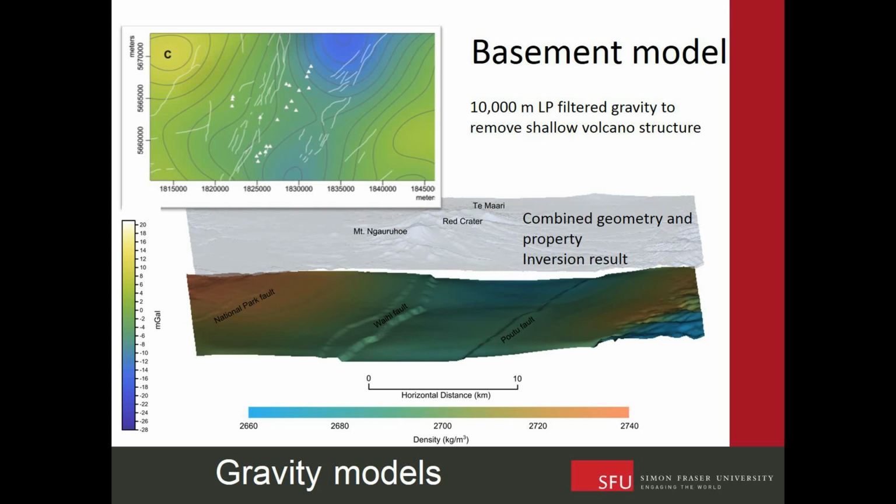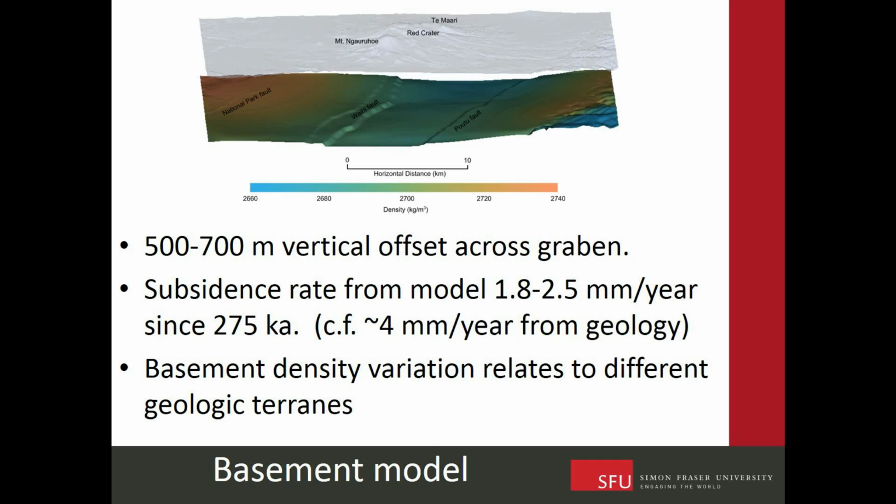And we can see here that we've got these faults here, and the throws on these faults are now something we can look at. So overall, there's about 500 to 700 meters vertical offset above the graben. If we say that this graben started subsiding around 275,000 years ago, which is the date of the oldest volcanic rocks, then we can come up with subsidence rates of around 2 millimeters or so per year. People who have looked at these faults have come up with rates of around 4 millimeters per year. So they're similar, in the right ballpark.